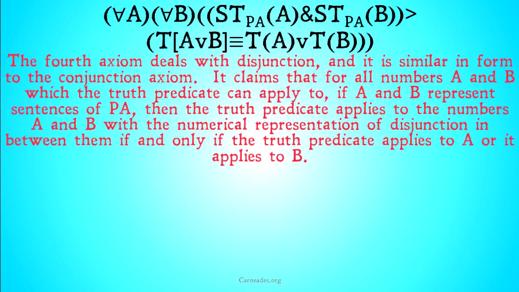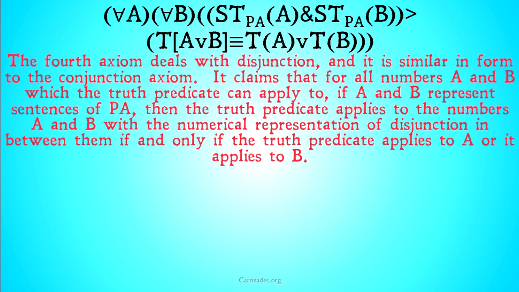So, the fourth axiom is going to deal with disjunction, and it's very similar in form to the conjunction axiom. It claims that for all numbers A and B, which the truth predicate can apply to, if A and B represent sentences of Peano arithmetic, then the truth predicate applies to the numbers A and B with the numerical representation of disjunction in between them, if and only if the truth predicate applies to A or it applies to B. This is basically the same thing we did with conjunction, but instead of putting conjunction in, we've put disjunction in.